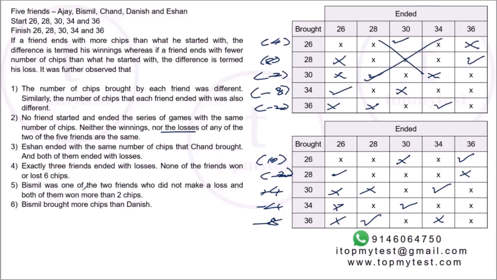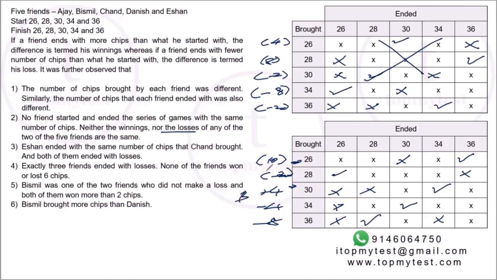Okay, so Bismil was one of the 2 friends who did not make a loss. So Bismil has to be either the person who brought 26 or the person who brought 30. The last statement says Bismil brought more chips than Danish. So Bismil has to bring 30, because if he brings 26, he will end up with the lowest number of chips, who brought the lowest number of chips. So he could not have brought more than Danish. So Bismil will be 30.